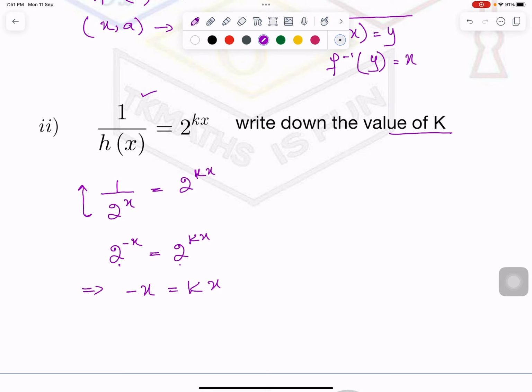Because I have to find the value of k, I will simply divide it by x. So what is my value of k? Minus 1. This will cancel. So this is how you will solve complicated questions, and you will make them very easy with your understanding.